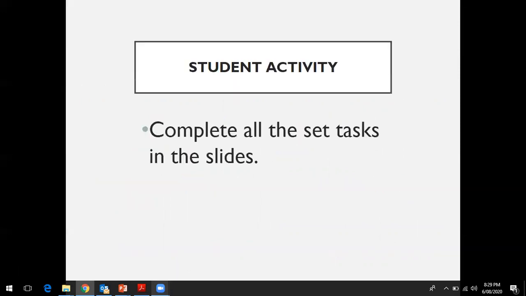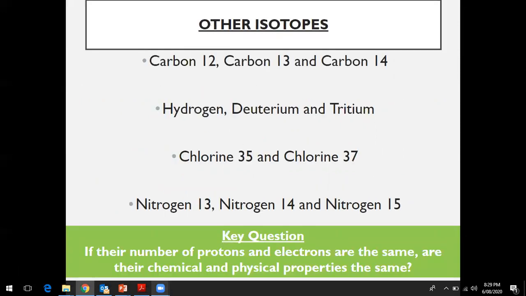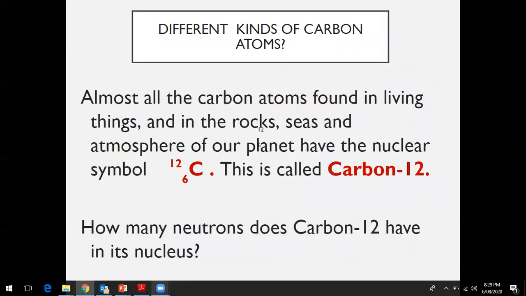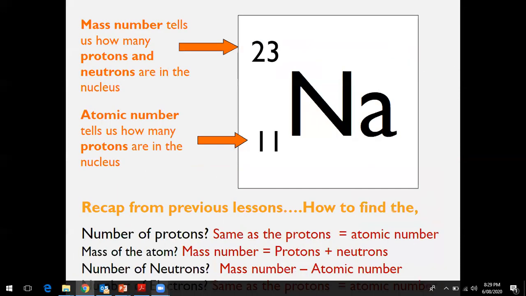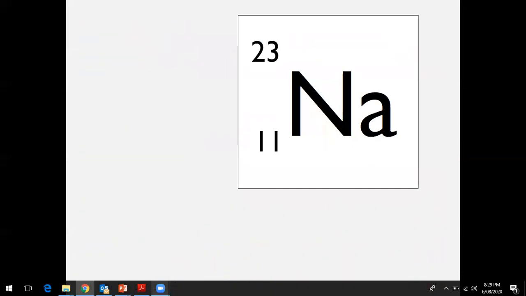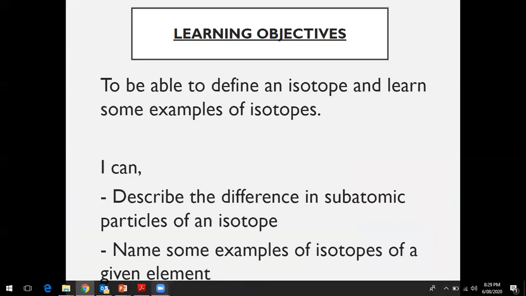So for the modified, students complete all the set activities in the slides and then do the reflection. So as you can see, all these questions, you fill up these ones. Please do them here and submit it. And then other students, there is another slides I have attached for you. So you just need to do one of the activities mentioned there. Okay. So, and submit your work.